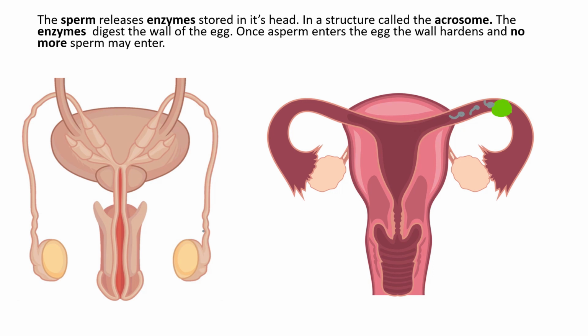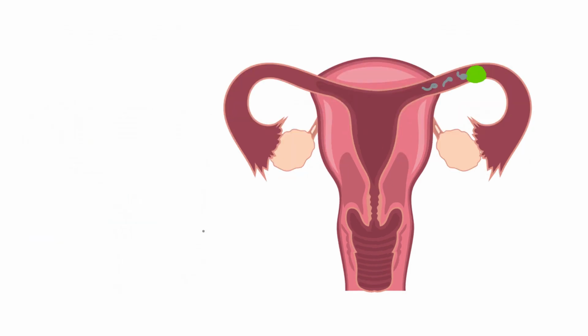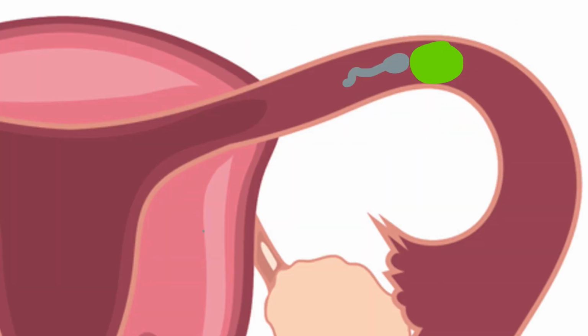The sperm releases enzymes stored in its head in a structure called the acrosome. The enzymes digest the wall of the egg. Once a sperm enters the egg, the wall hardens and no more sperm can enter. Let's look a bit closer.